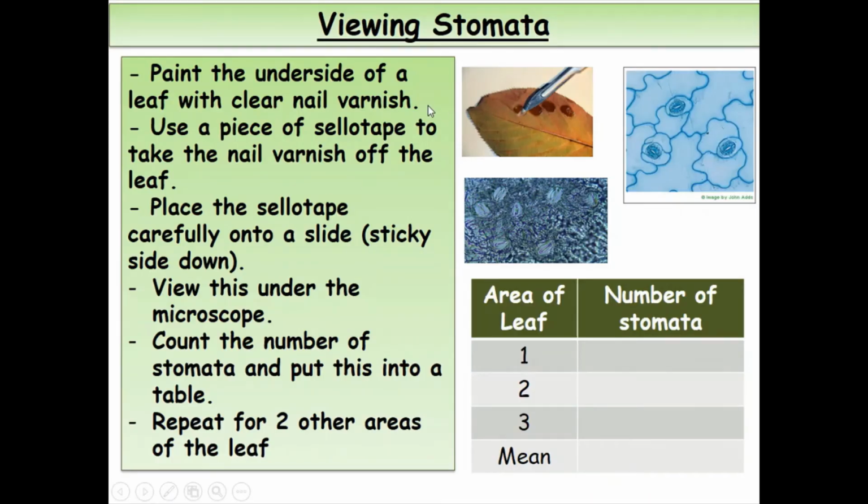A way that we can see the stomata, and count the stomata, is we can paint the underside of a leaf with clear nail varnish, then use a piece of sellotape to peel it off, so you'll end up with something that looks like this. These are the stomata. Then you stick the tape onto a slide and view under the microscope. You could just view the leaf directly under the microscope. There's two ways of doing this.